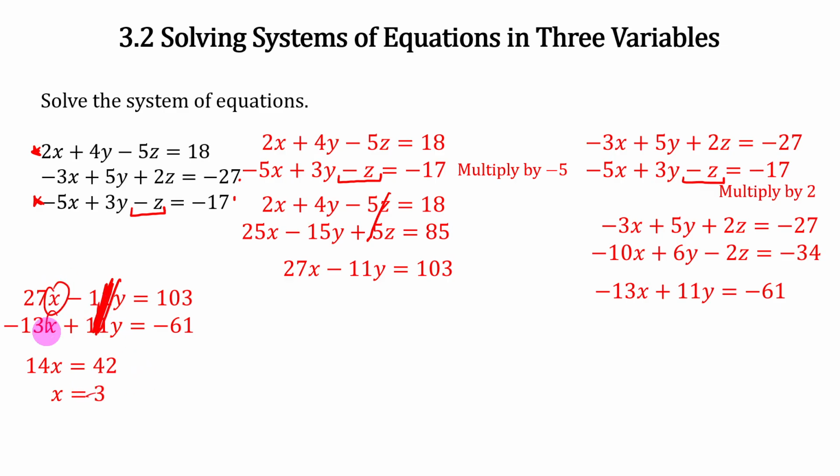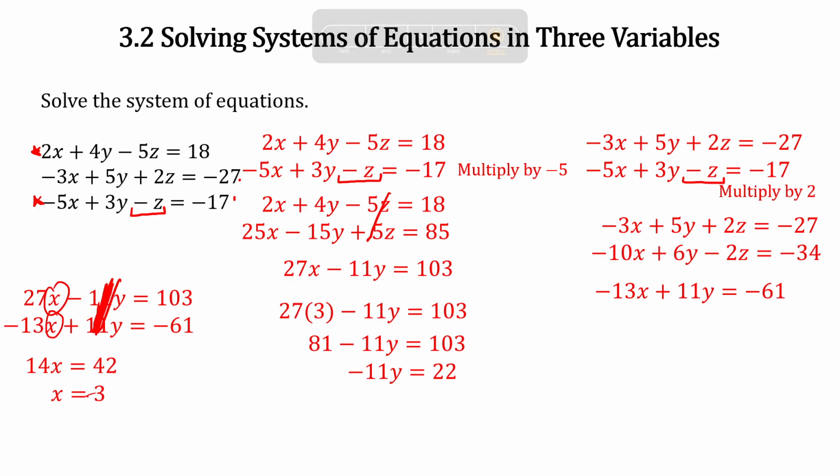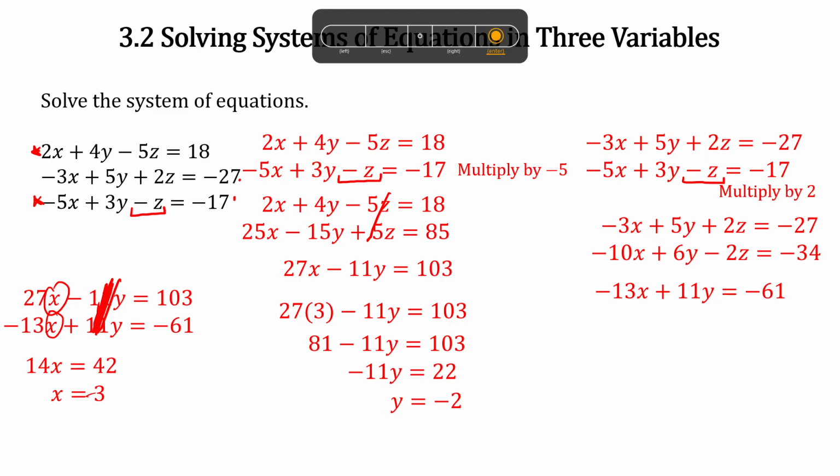Now you're going to take the x and plug it in either here or here, whichever one you want. So 81 minus 11y equals 103. Subtract 81, so I get negative 11y is 22, so y is negative 2.